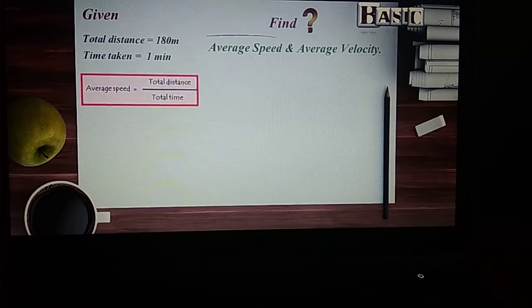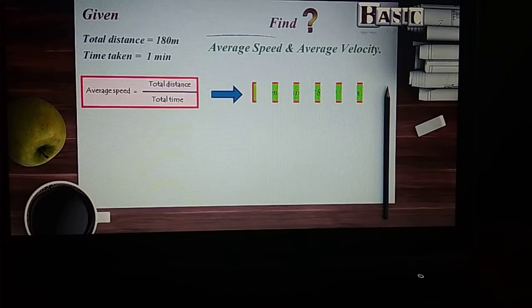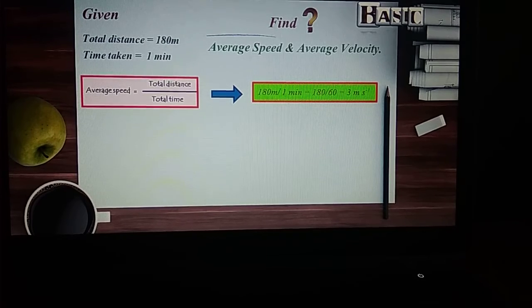Now we know that average speed is equal to total distance divided by total time. Here total distance is 180 meter, time is 1 minute. Now one thing is, you have to use the units and dimensions in the same manner. Whenever you are using meters, the time should be in seconds. And when you are using distance in kilometer, you have to mention the time in hours. Clear? This is the important thing. You cannot use meter distance with time in minutes, and you cannot use kilometer or meter with minutes or with seconds. Clear?